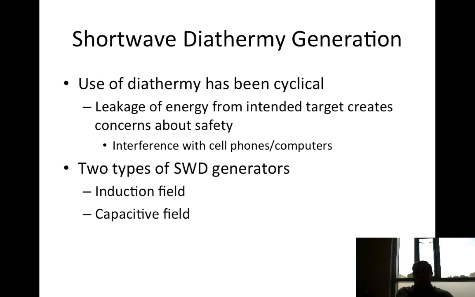So leakage of energy from the intended target creates concerns about safety. Older units can interfere with cell phones or computers. Right? And everyone has their cell phone out these days. Everyone's probably looking for Pokemon, right?